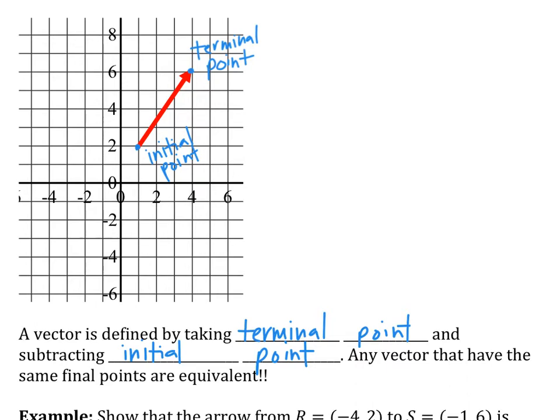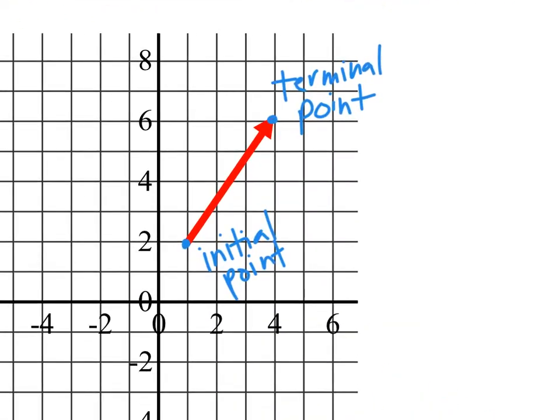So, in this vector, what is the coordinate of the initial point? What is the coordinate on this coordinate plane? 1, 2, correct. And we write 1, 2 with parentheses, right? Because we're just talking about that one point, 1, 2. What is the terminal point, or where is the terminal point? 4, 6.